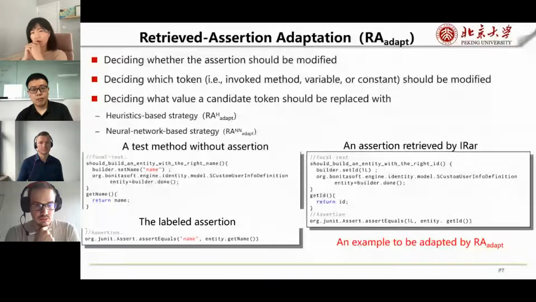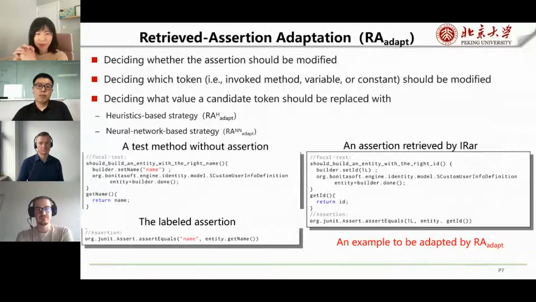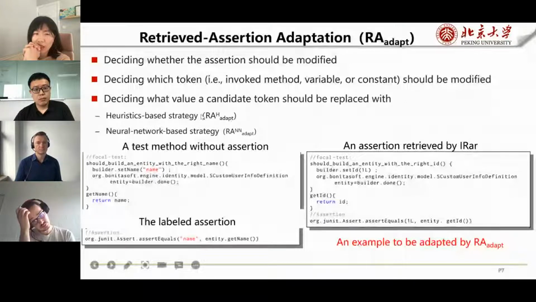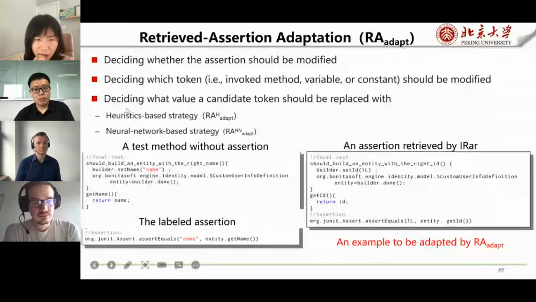Then RA-adapt decides which token should be modified. RA-adapt considers a token that is absent from the input focal-test method as a candidate token for modification. Finally, RA-adapt decides what value a candidate token should be replaced with. For this step, we design two replacement strategies to decide the replacement value. One is based on heuristic, and another is based on neural networks.